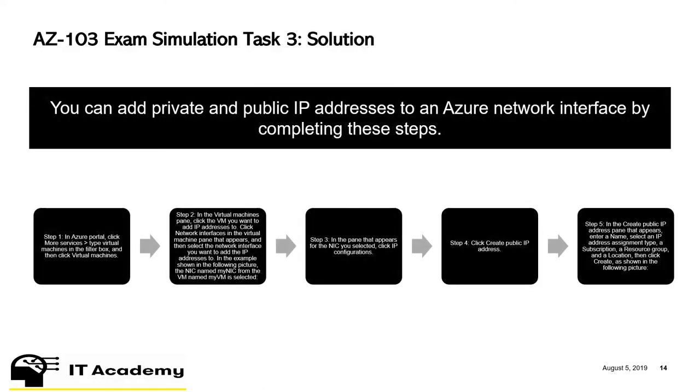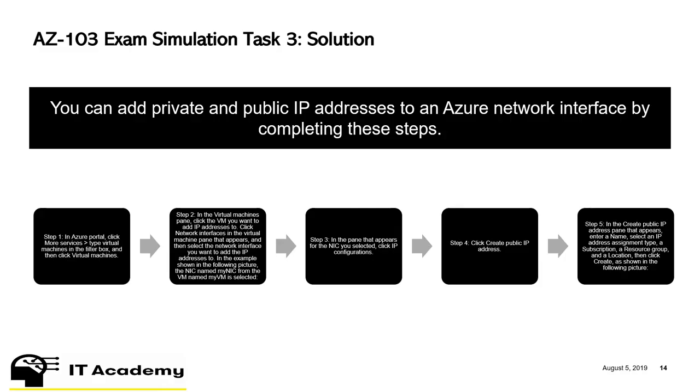So as you can see, the question is asking us to prove that we know how to create a public or a private IP address in Azure. And here are the steps we follow if we're going to do that through the portal. So start off by going and finding the virtual machine they've specified. I'd like to use the filter box. So I would click on virtual machines and just type VM1, or whatever the name of the virtual machine is, in the filter box.